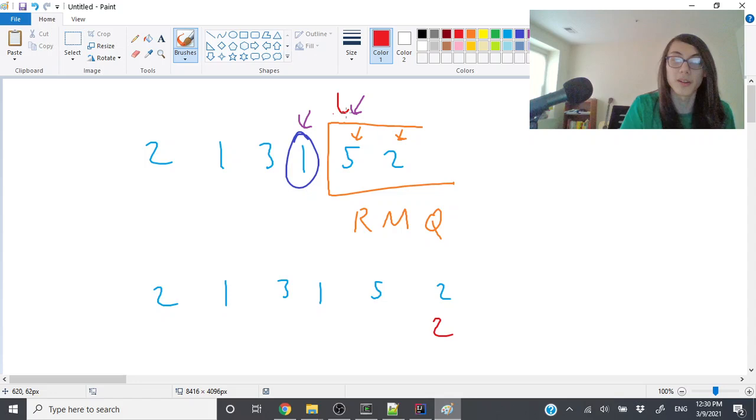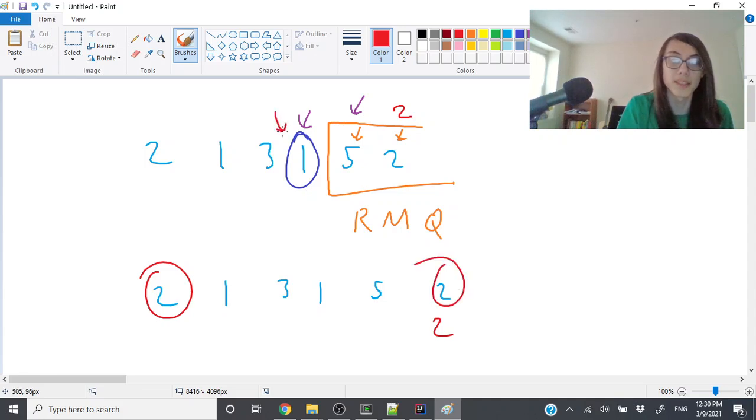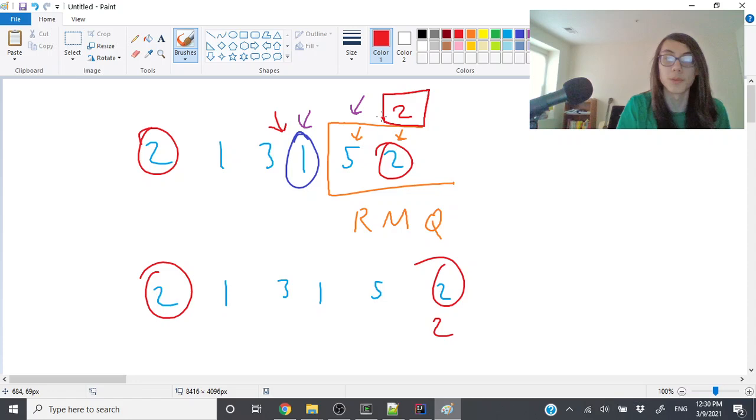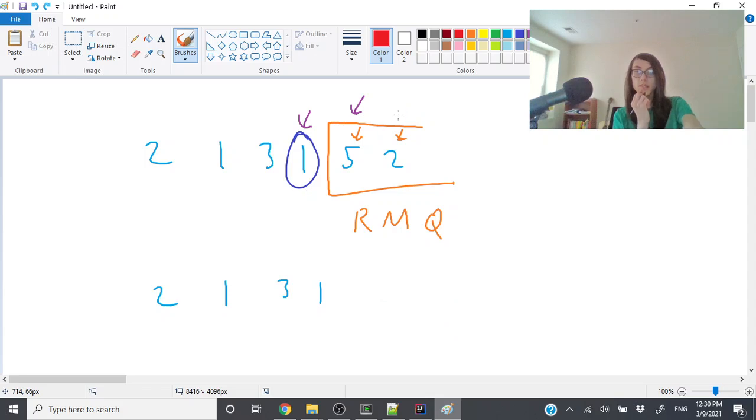And then when we do the RMQ, we're basically going to say that, for example, this would be 2. So then we know that using this 1, we can extend this subsequence of length 2 because we have a 2 to the right of it. So that's the idea. We're just converting this to a segment tree problem.